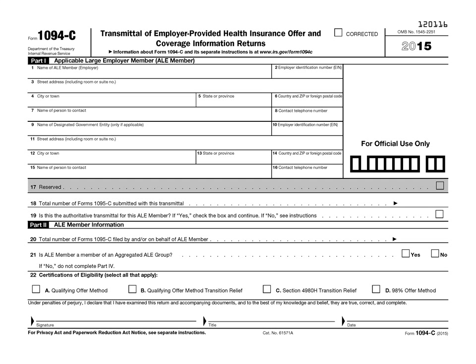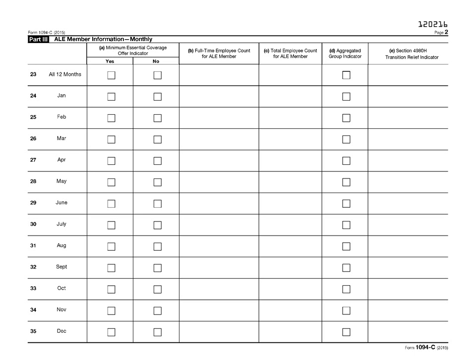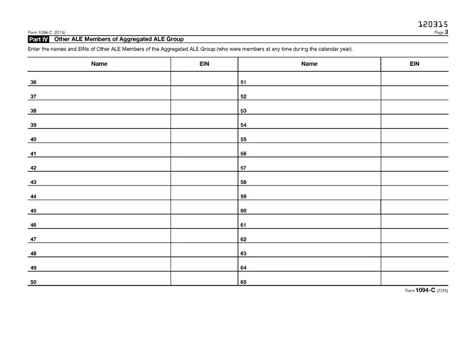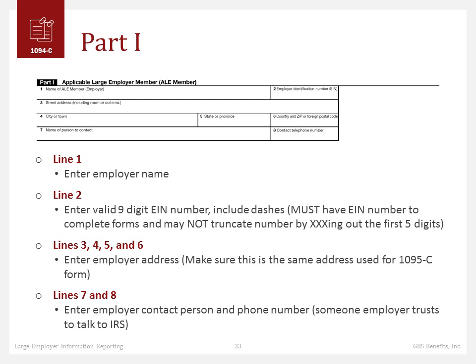So here's what the 1094C form actually looks like. You've got parts 1 and 2 on the first page. We have part 3 on the second page. And this is the section that I talked about where you have to gather. You can see you're going to be inputting monthly information here. And then part 4 is for aggregated groups. If you're not part of a controlled or affiliated services group, you are not going to need to fill this part out. Okay, so let's go through part 1.